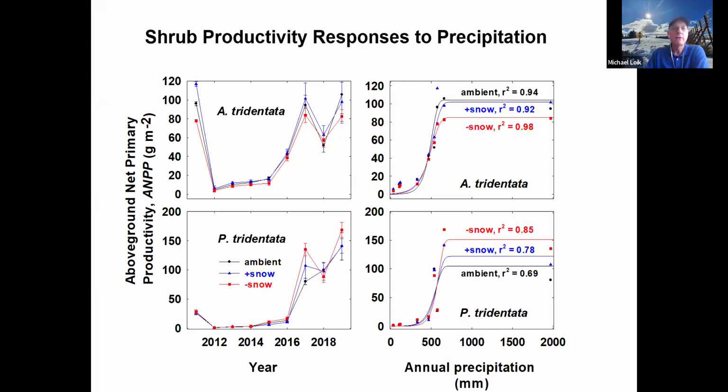And what we're looking at here, I should point out, first of all, on the left-hand side, let's focus on the left to begin with. In the upper panel is sagebrush. In the lower panel is the antelope bitterbrush, Purshia. And in these graphs, we're looking at the above ground net primary productivity, how much growth occurred in these years. So 2011 was the last wet year before that big drought of the mid-teens, 20 teens.